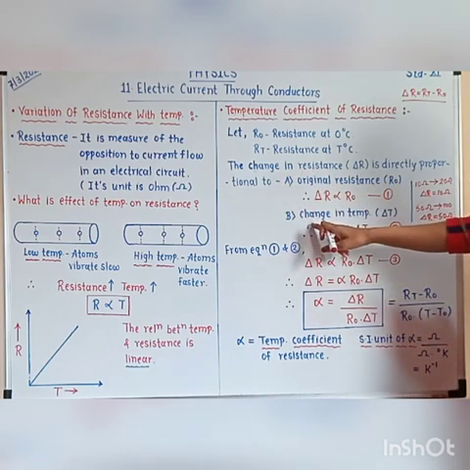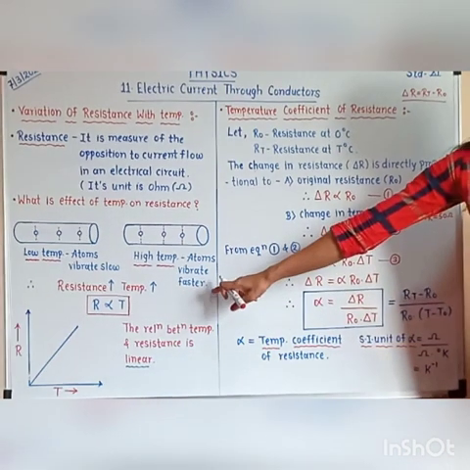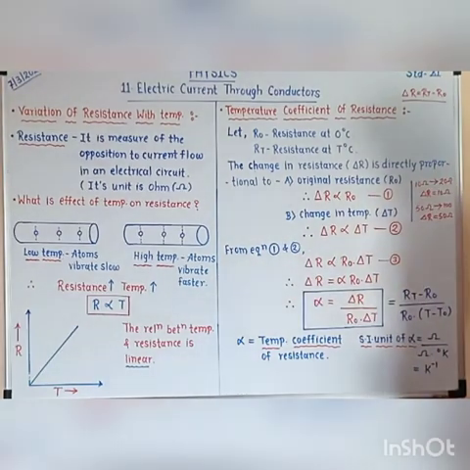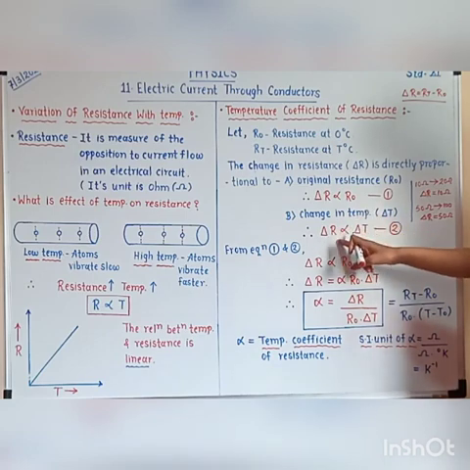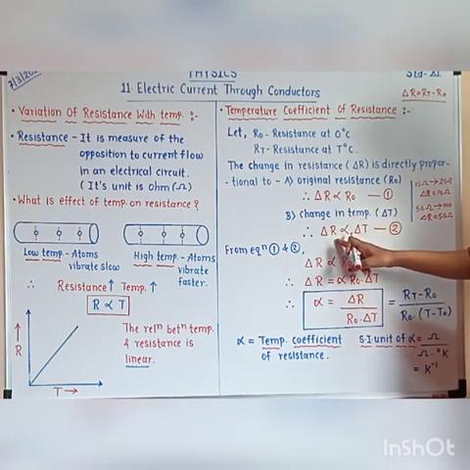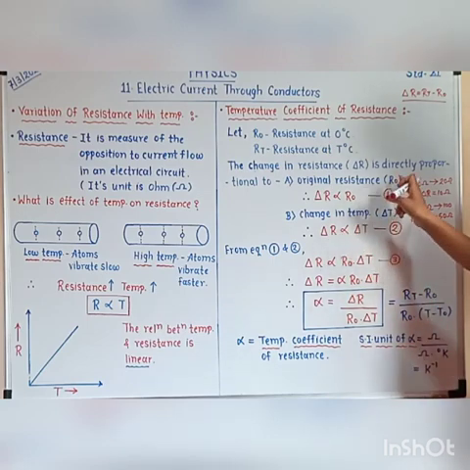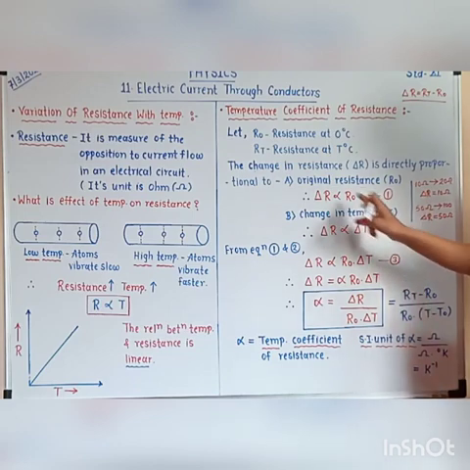And the second factor is change in temperature, that is delta T. As we know that R is directly proportional to T, similarly delta R is also proportional to delta T. If change in temperature increases, change in resistance also increases, and vice versa. If the change in temperature decreases, change in resistance also decreases. So this is your equation number 2. Now from equations 1 and 2 we can write delta R is proportional to R0 into delta T.